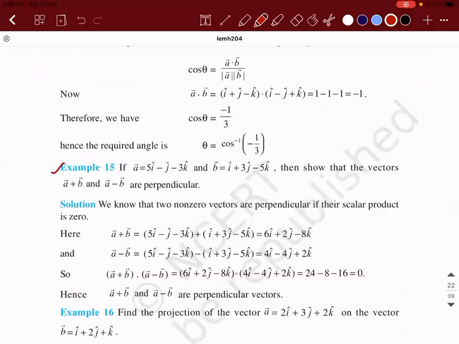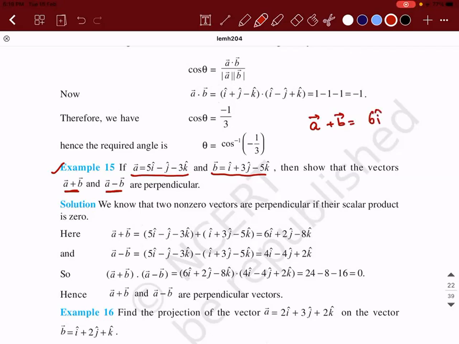Example 15. A vector is 5i cap minus j cap minus 3k cap. B vector is i cap plus 3j cap minus 5k cap. Then show that the vectors A plus B and A minus B are perpendicular. So how to solve this? So what is A vector plus B vector, guys?